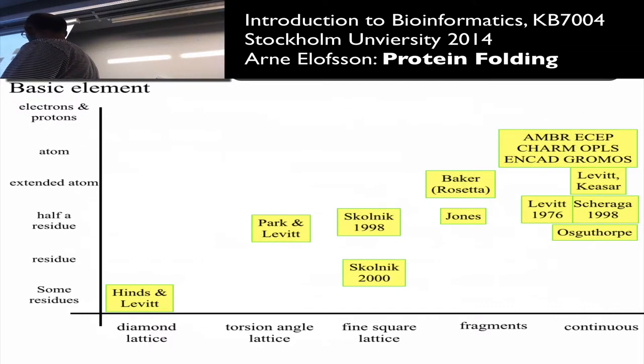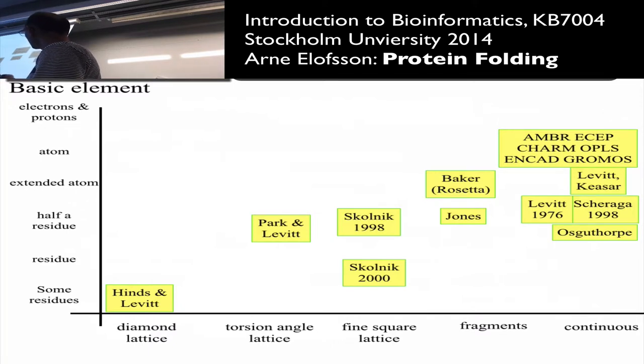So this is basically molecular dynamics, particularly if you use electrons and protons. These are the most detailed methods. But people have also used very, very simplified models, like this paper by Michael Levitt. Levitt here got the Nobel Prize last year, partly for some of this work in the 70s. But people have tried lots of different things.